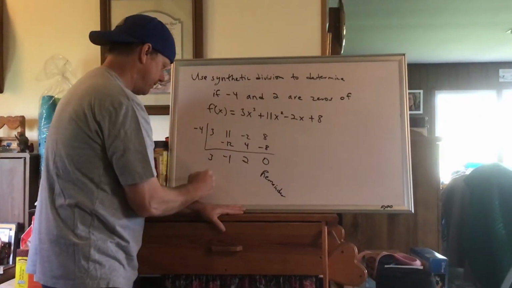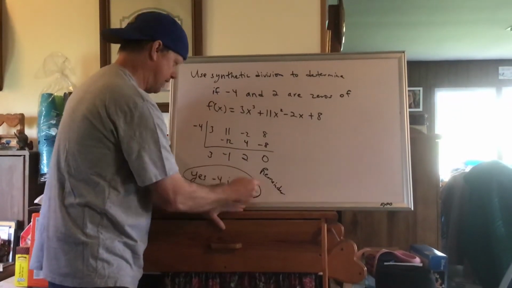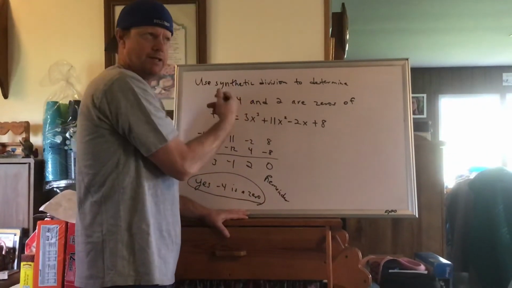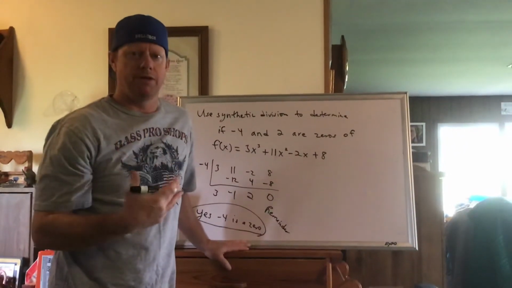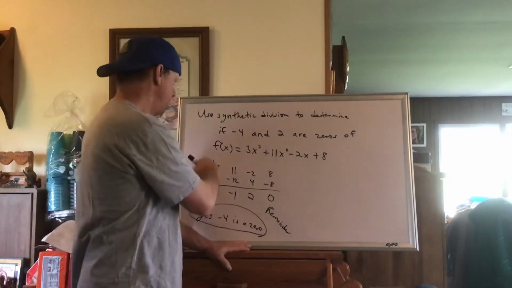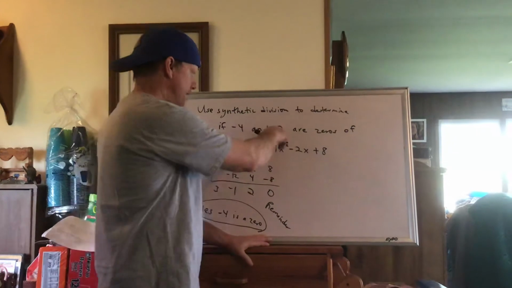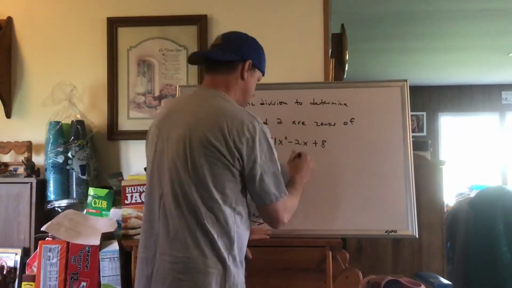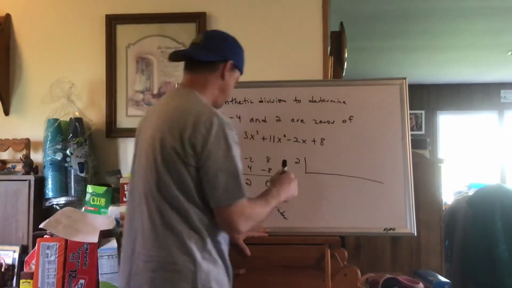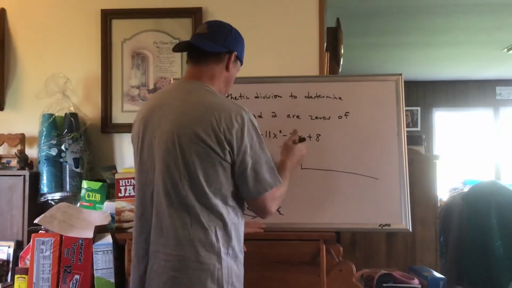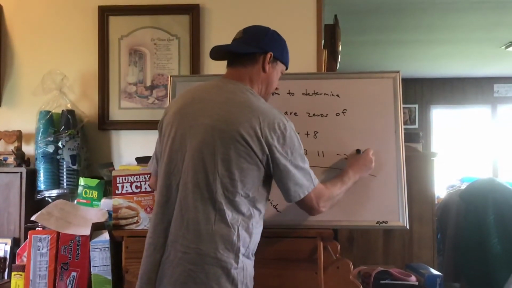-4 is a zero. It is an answer to this function. It is an x-intercept, because answers, x-intercepts, roots, and zeros are all the same thing. So this function would be crossing the x-axis at -4. Then we also have to test 2, and to test that real quick, we do the same process, except we use 2 out here, obviously. Everybody got invited to the reunion, so 3, 11, -2, and 8.